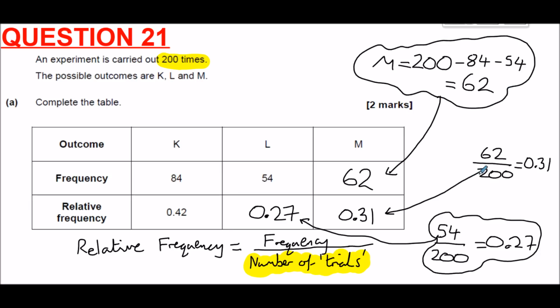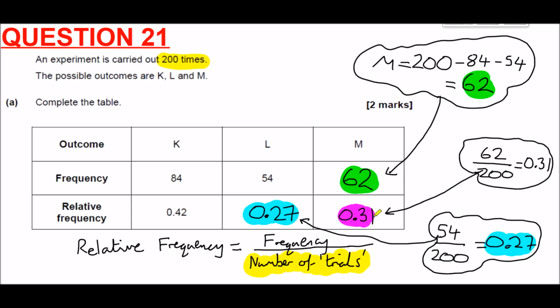And so those are the missing values. The three missing values were the frequency of M, which is 62, the relative frequency of L, which is 0.27. By the way, the relative frequency will always be a number between 0 and 1. And finally, the relative frequency of M we needed to work out, and that one was 0.31. And so that's part A completed.